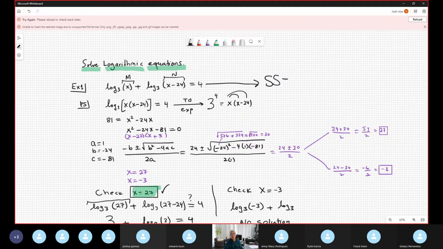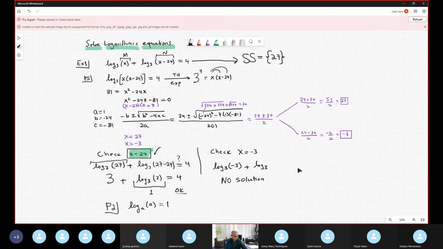Solution set, 27. It is the only value that satisfies this equation. Super clear? Okay, so we spend the rest of the time solving a lot of exponential equations and logarithmic equations I have here for you. When you are strong, we are ready to apply this in the word problems. It's another challenge, but it's okay.